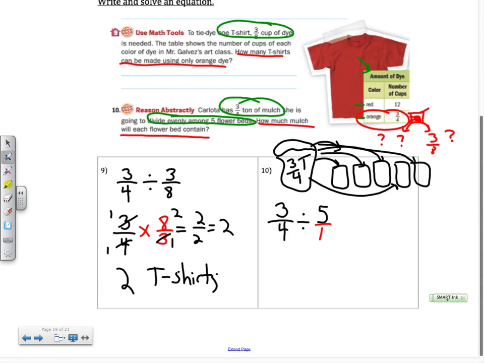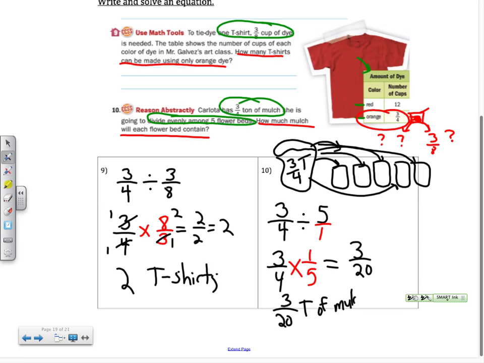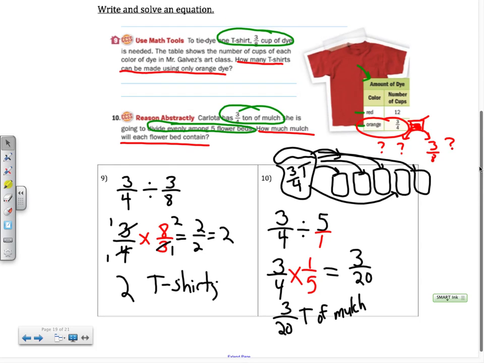All right, so 3/4, change division to multiplication, find the reciprocal of 5, which is 1/5, and it looks like I can't cross cancel. So I get 3/20ths. So each of these garden beds will have 3/20ths ton of mulch.